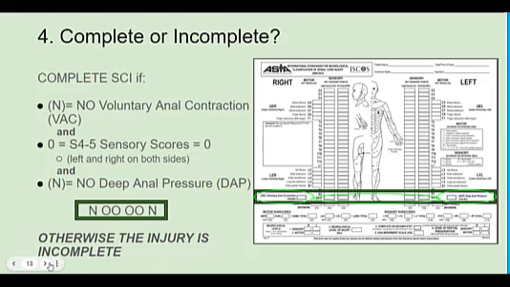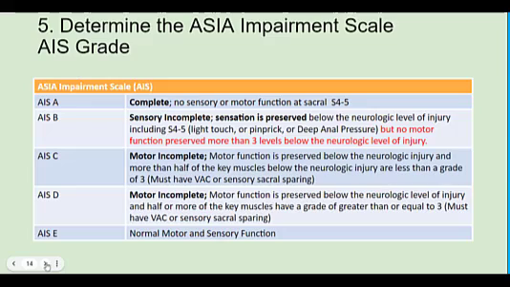Otherwise, it's going to be an incomplete injury, and we're going to go through the classifications now. Once we have whether it's a complete or not, we're going to move through the little flow chart, and that's, again, on the back of your sheet. So here are the definitions of the grades. AIS-A is a complete injury with no sensory or motor function at the sacral levels S4 and S5.